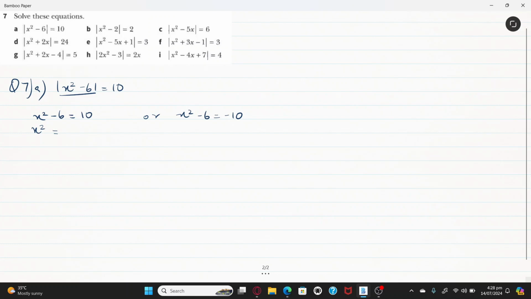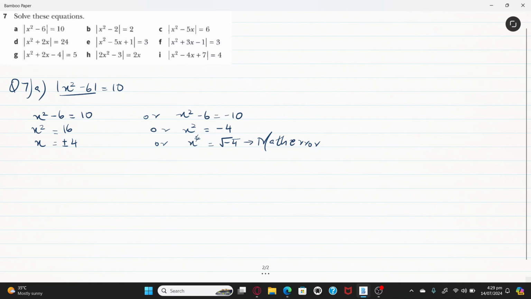x squared is equal to 10 plus 6, which is 16, or x squared is equal to negative 10 plus 6, which is going to become negative 4. And we are going to get x is equal to under root 16, which is plus minus 4, or x is equal to under root negative 4, which is going to give us a math error. This is because you can't take the square root of a negative value.